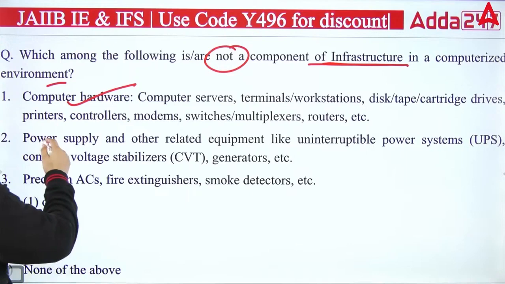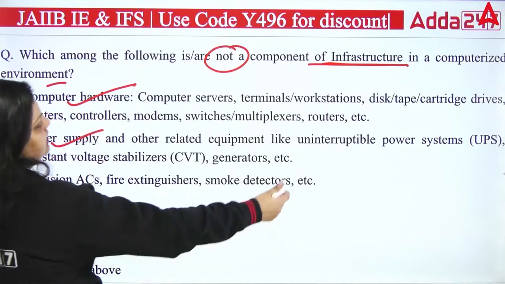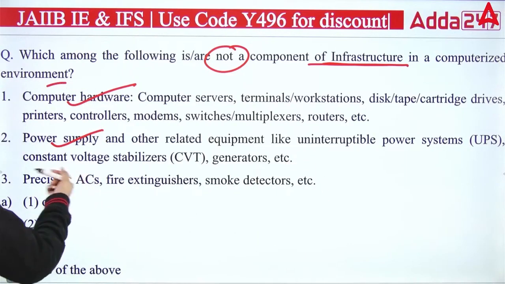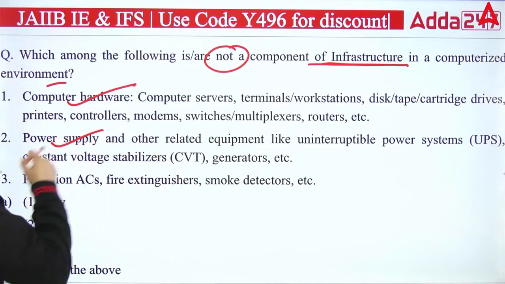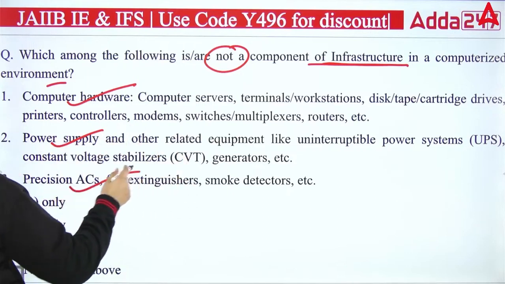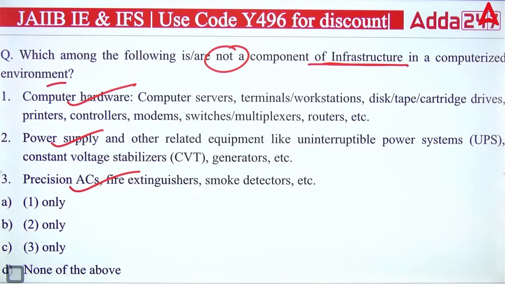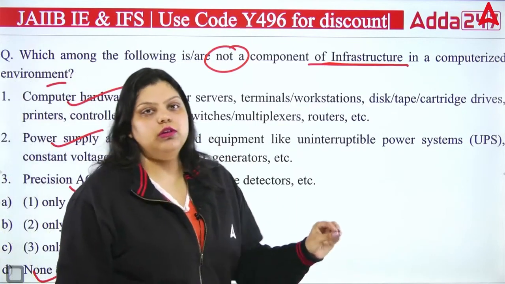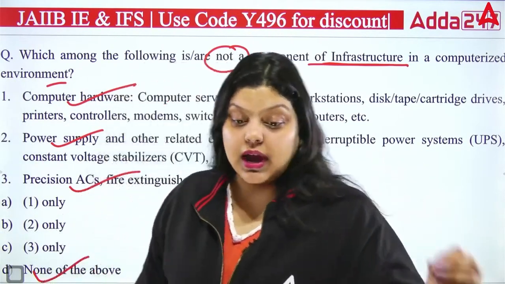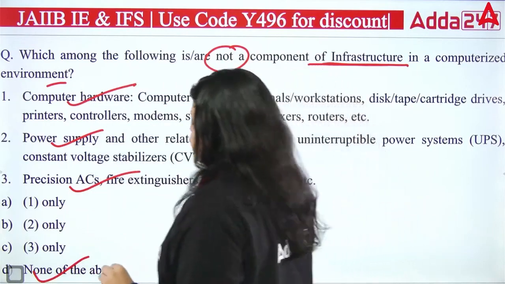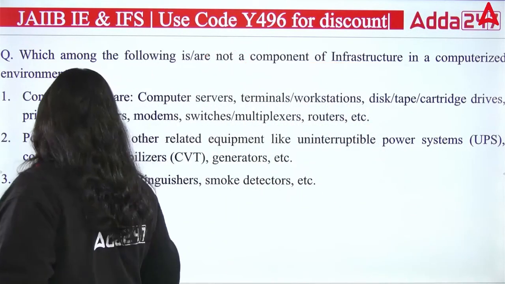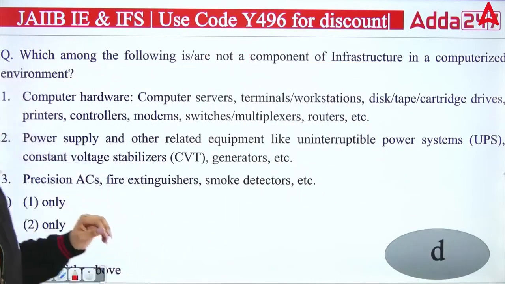You obviously need power supply, like an uninterrupted power supply system. You need a constant voltage stabilizer. You need the generator. Also, you need the precision ACs, fire extinguishers, and smoke detectors. So it means the right answer will be none of the above, because all the components are part of your infrastructure in the computerized environment. That is D. The right answer will be D.